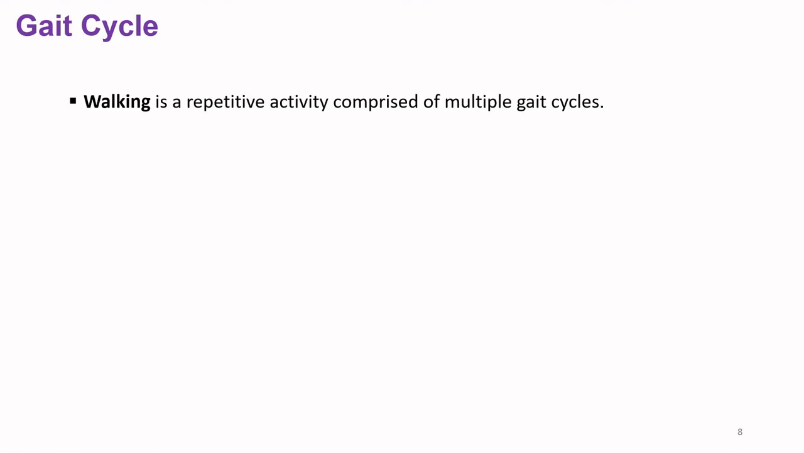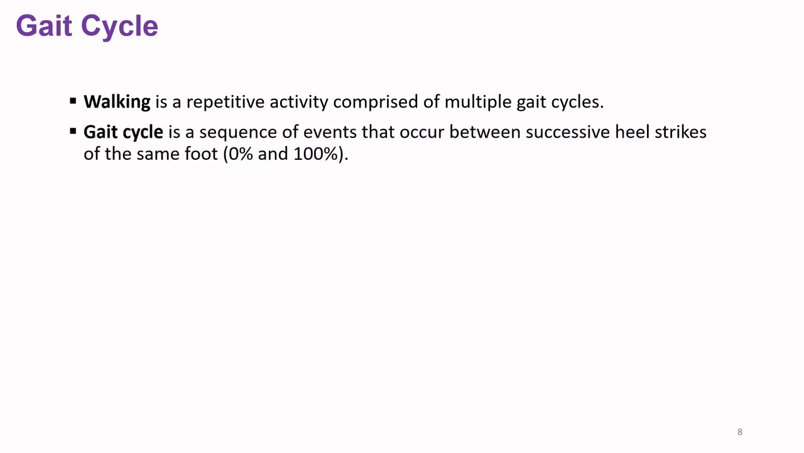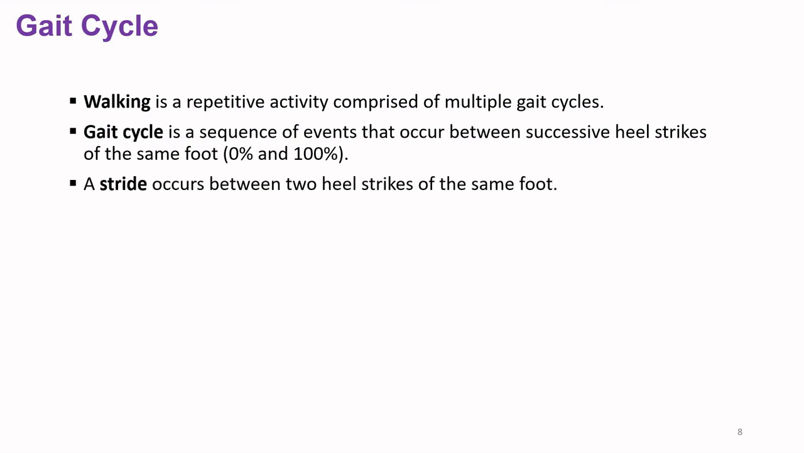To sum up the basic concepts that we've just gone through, walking is a repetitive activity comprised of multiple gait cycles. The gait cycle is a sequence of events that occurs between successive heel strikes of the same foot. A stride occurs between two heel strikes of the same foot. A step occurs between the heel strikes of opposite feet.